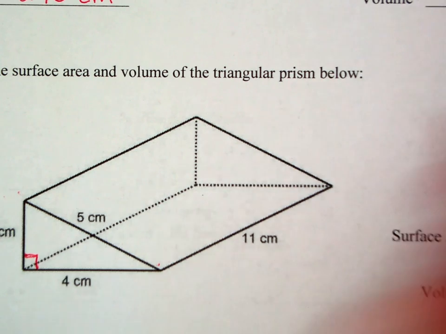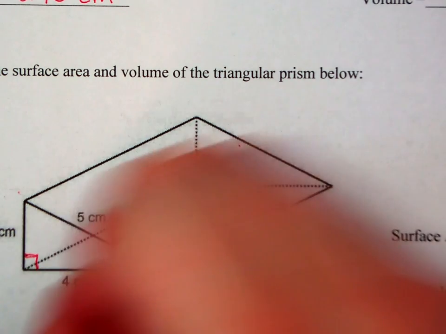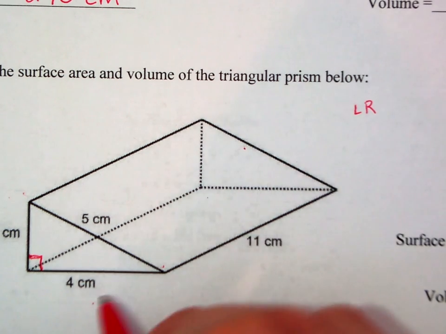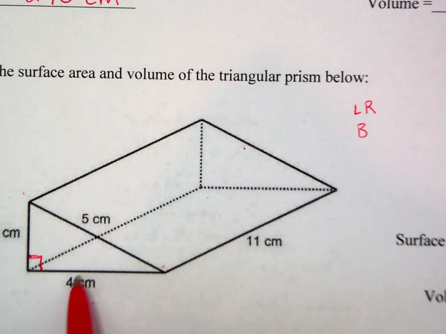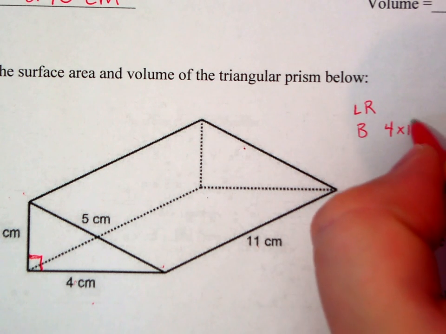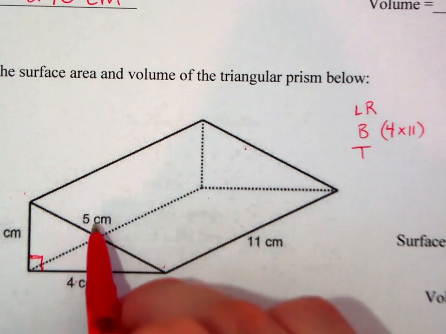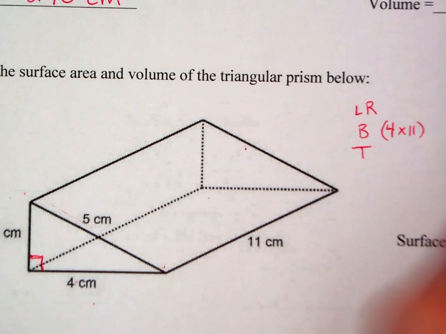For surface area, I'm going to have two bases of this triangle, which for the sake of this, I'm going to call left and right. I'm going to have a bottom of the shape, which is going to be 4 centimeters by 11 centimeters. I'm going to have a top of the shape, which will be this other rectangle here, 5 centimeters by 11 centimeters.